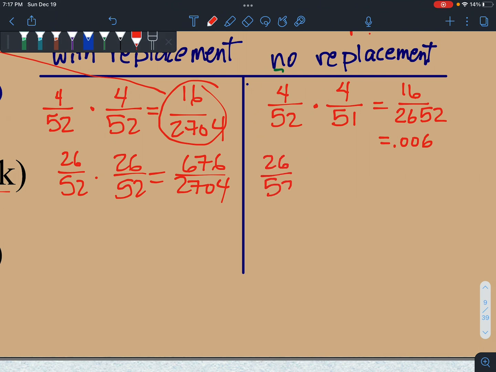Well, the first one is still 26 out of 52, but now for the second one, there are still 26 black cards, but there's only 51 cards in the deck. So now we're still going to get 676, but in the denominator we have 2,652. So that's going to be a little bit more than 25%. Checking on my calculator, it's about 25.5%. So if I write it out in a percentage format rounded to the nearest 1/10 of a percent, that's roughly what it would be.